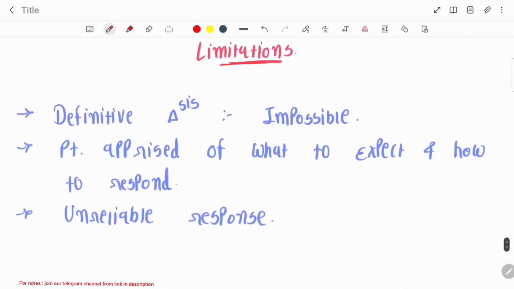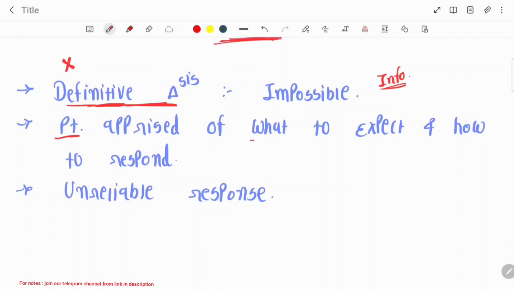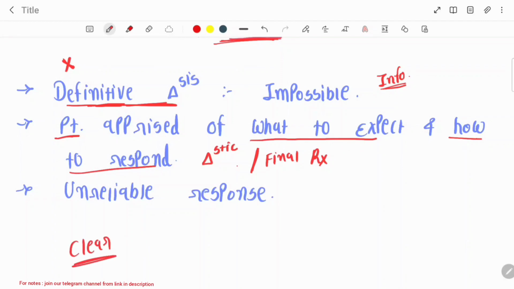Now, let's move on to the limitations of this test cavity. The test cavity can give us information about the vitality of teeth, but cannot provide a definitive diagnosis. When performing a test cavity, it is hard to educate the patient on what to expect and how to respond. Patients should understand that this procedure is a part of the diagnostic process and not the final treatment. Clear communication is essential to manage their expectations. When using this technique, tooth sensitivity, patient discomfort, and variation in tooth structure can affect the results.